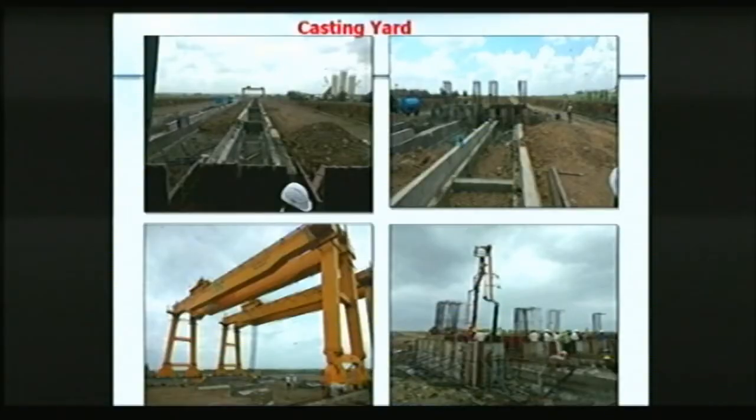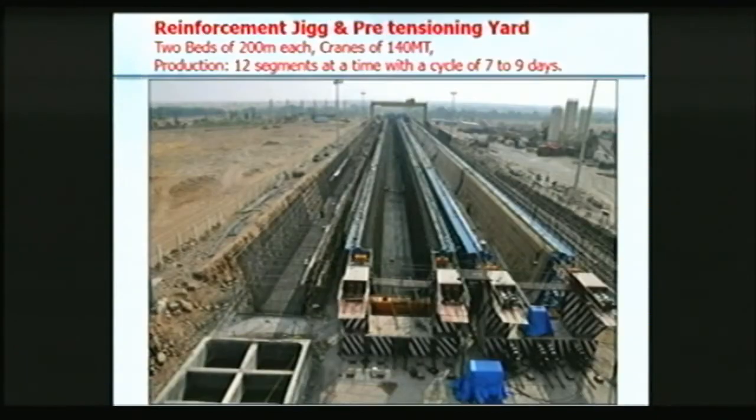And how it was constructed, you can see this is a casting yard, and to lift and place, there are two cranes of 140 metric ton capacity. And we created about 200 meter long two casting yards. You can see on the left side, there is a jig for reinforcement. On the right side, there is another jig. In the center, we have two casting beds, which is meant for pre-tensioned trapezoidal trough. And you can see this.